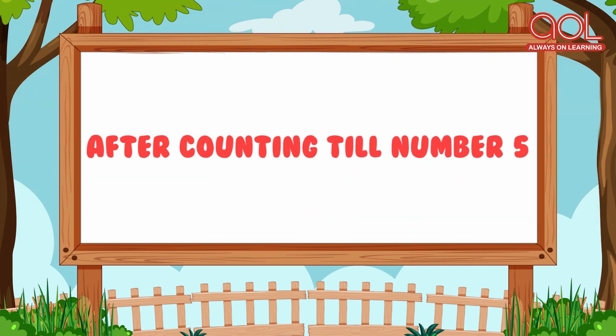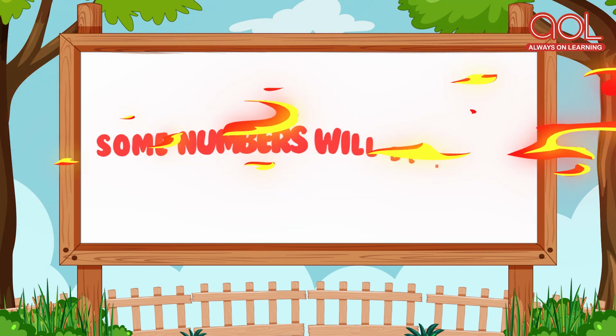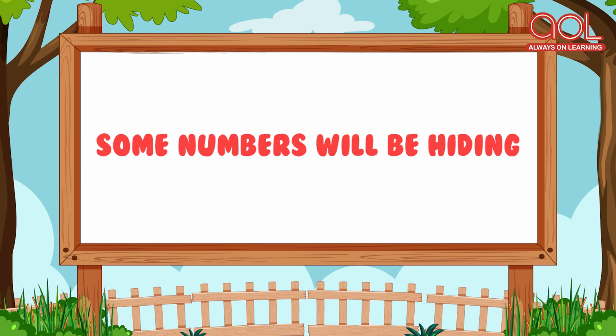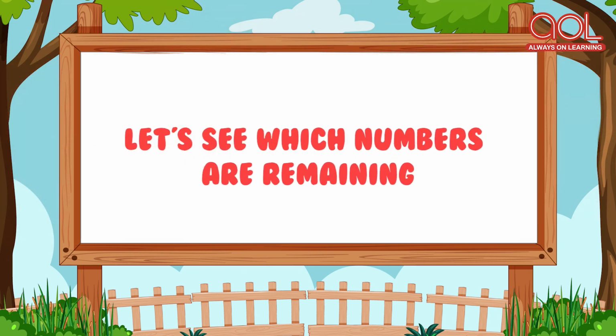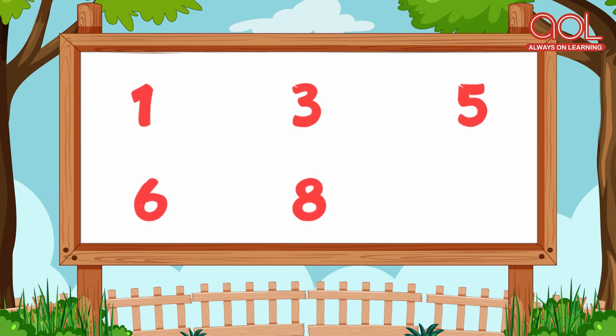After counting till number 5, some numbers will be hiding. Let's see which numbers are remaining. I have number 1, 3, 5, 6, 8 and 10. Now let's search which numbers are hiding, and for that we have to start counting from 1.